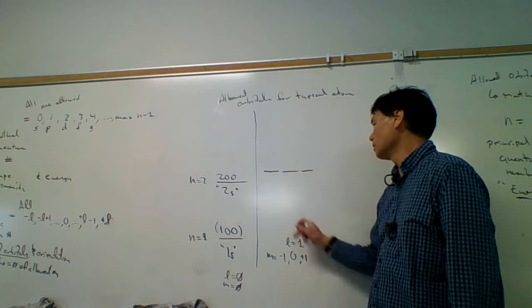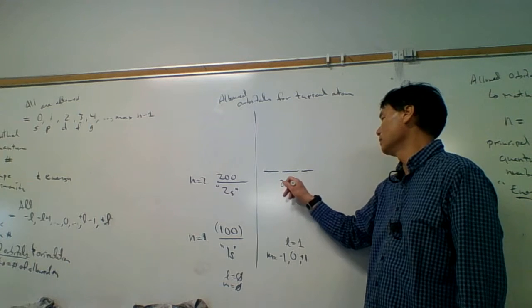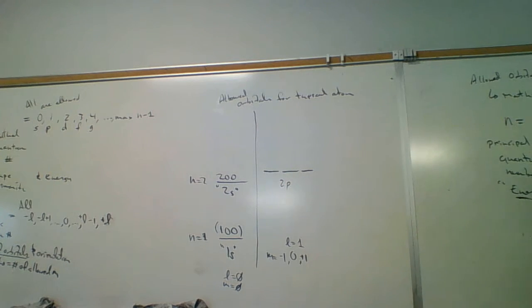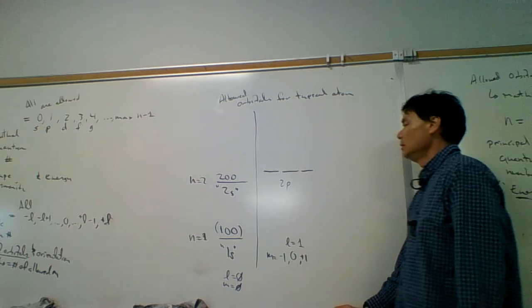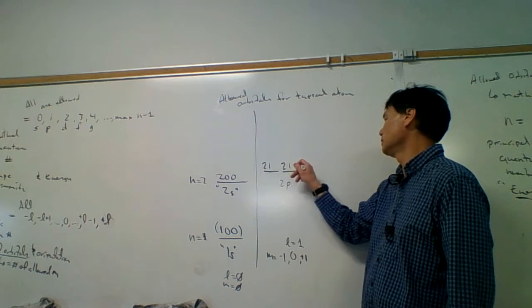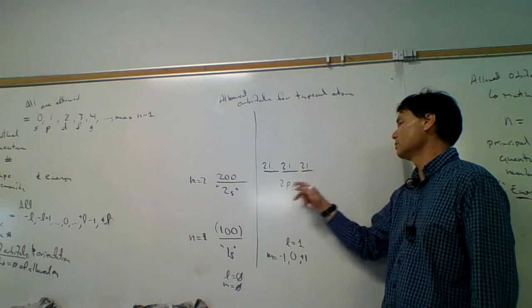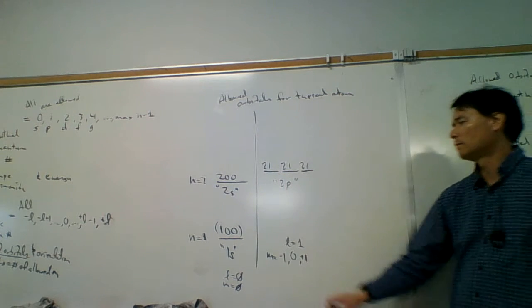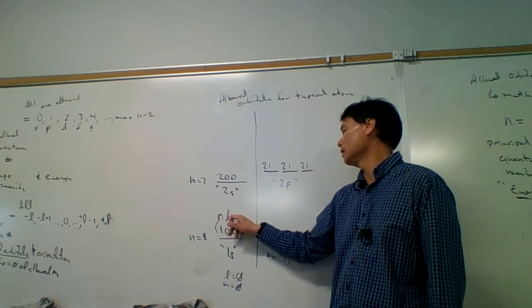L equals 1 is called a p orbital, so these are my p orbitals here. And so I'd have a px, py, and pz. They only differ in terms of orientation. The energy is the same. In number code designation, it looks like this: 2, 1. 2, 1 is a 2p orbital. That's N and L, and this is N, L, M.